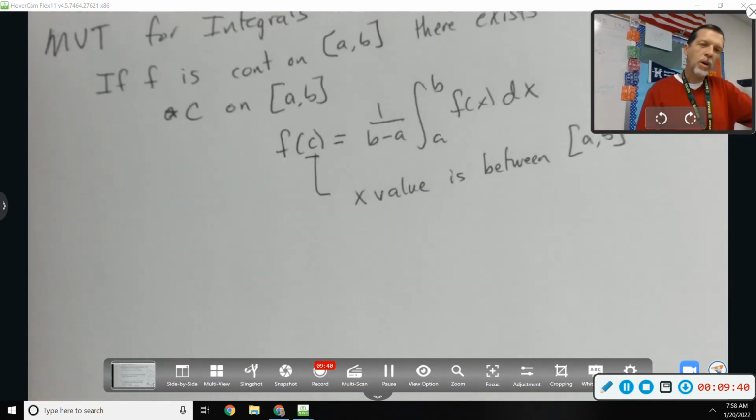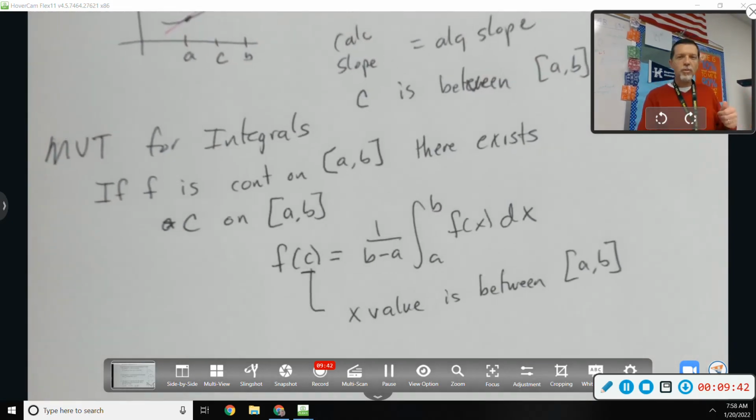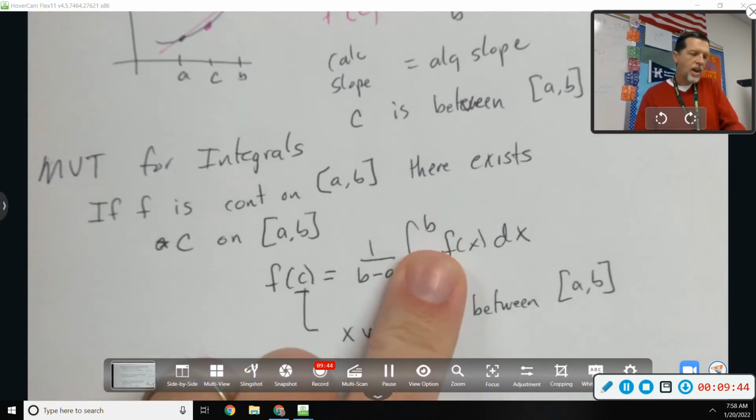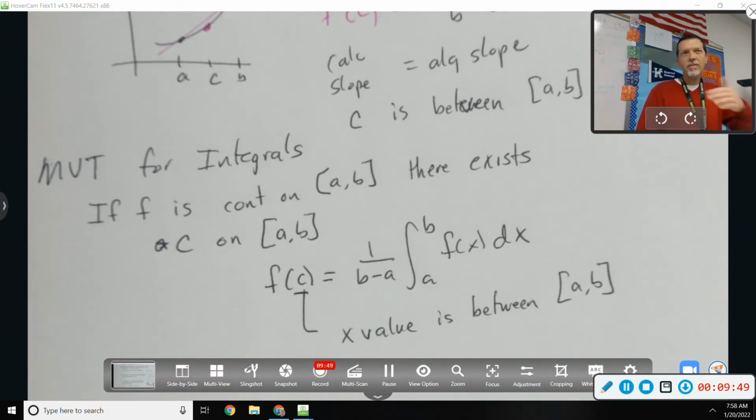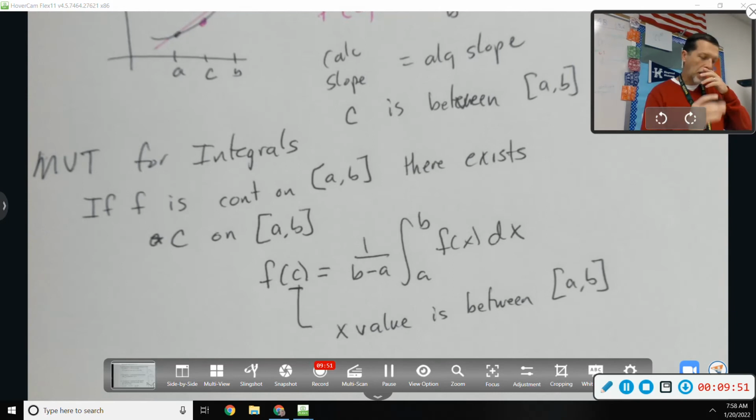And usually these problems are written in two parts. The first part is find the average value, and the second part is find where that happens. So it's like find the y value, the height, and then find the x value where that occurs.